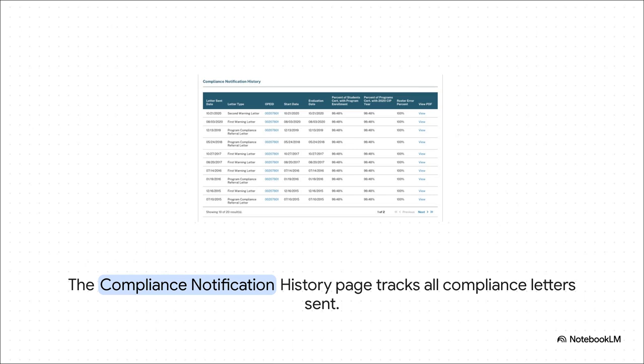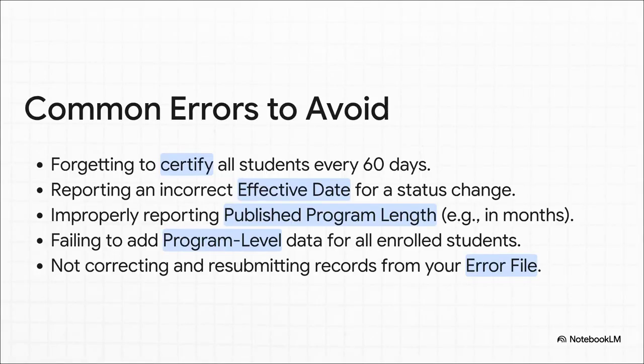This compliance notification history page, for example, gives you a totally transparent look at your reporting history so you can see if there are any trends you need to address. Honestly, most of the headaches come from just a handful of simple slip-ups. Things like forgetting that 60-day deadline, using the wrong date for a status change, or, and this is a big one, not fixing the errors they send back to you. Just paying a little extra attention to these details will save you a world of trouble later on.